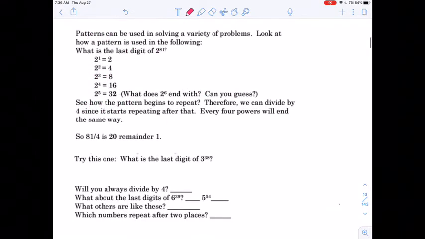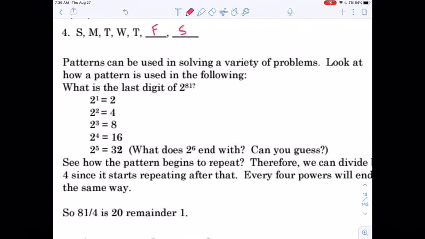Patterns can also be used in solving a variety of different problems. Look at how our pattern is used in solving for the last digit of 2 to the 81st power. So you guys know how our exponents work. This is a gigantic number.